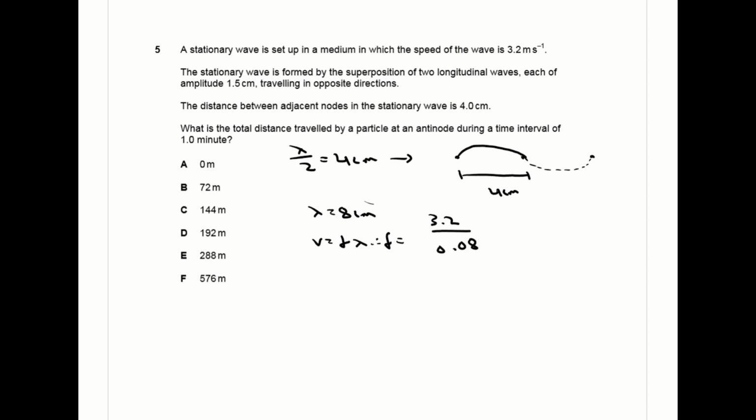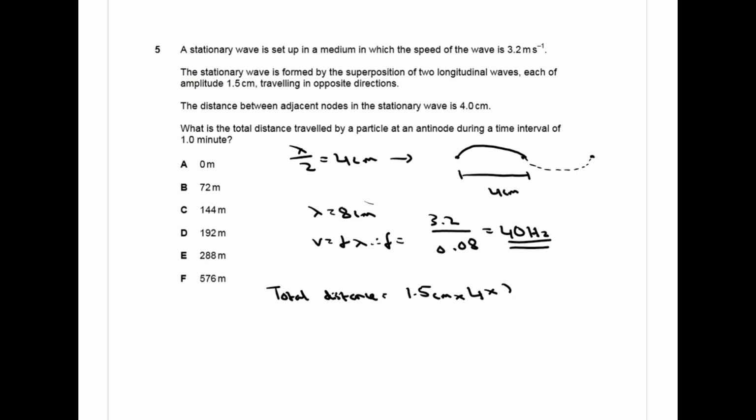For question 5, you're told that the distance between adjacent nodes in the wave is 4 centimeters. And by looking at the diagram, you can see that 4 centimeters is equal to half of the wavelength. So the wavelength is 8 centimeters. You can then use the equation v equals f lambda to work out the frequency of the wave, which is 3.2 over 0.08, which gives you 40 hertz.